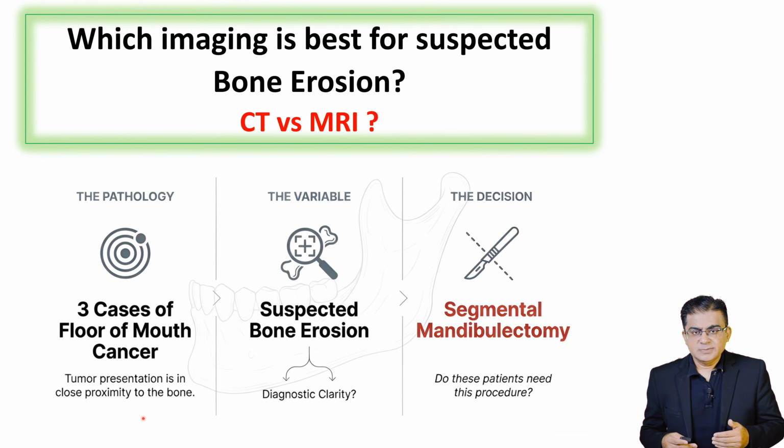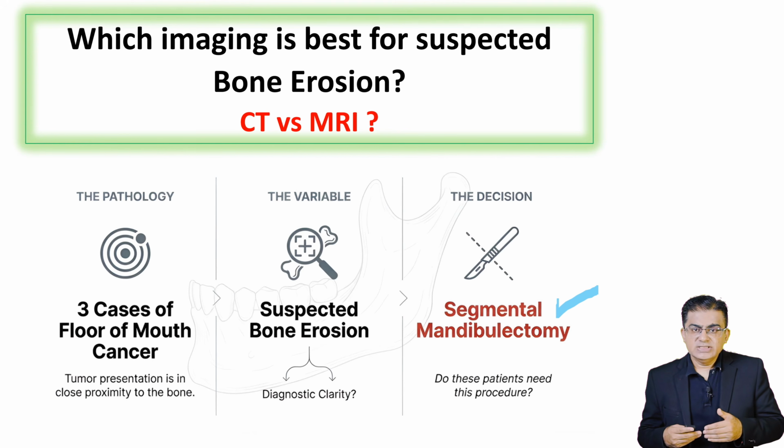Suppose you examine such a patient, you notice that the tumor is physically touching the bone or abutting the bone. But here is the important question. Is it just touching the bone or is it actually invading it? Do we have true diagnostic clarity? We need to answer whether the bone is involved or not because the answer dictates your entire surgical plan. If that bone is invaded, you have to perform segmental mandibulectomy. And as you guys know, that means cutting right through the jaw, destroying the bony continuity and committing the patient to a massive complex reconstruction.